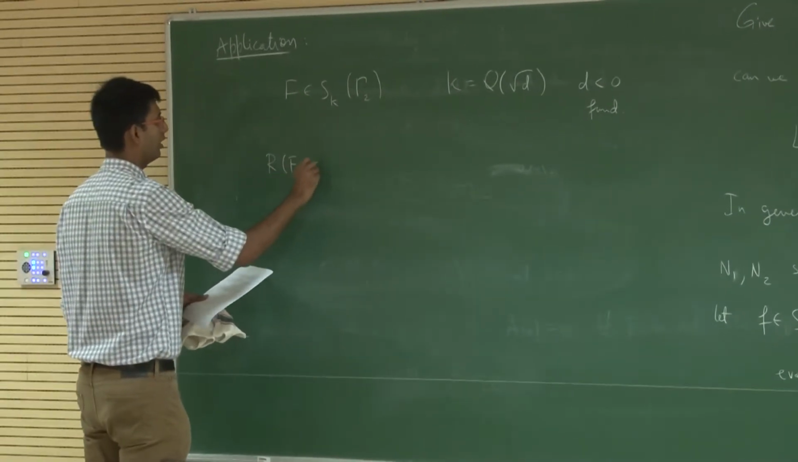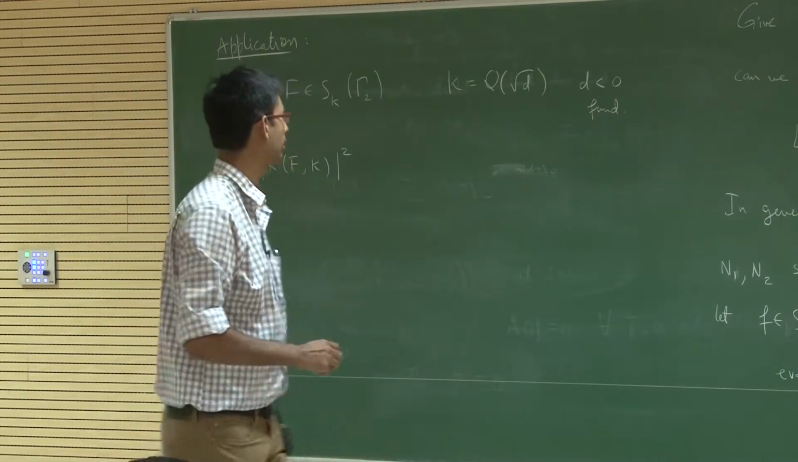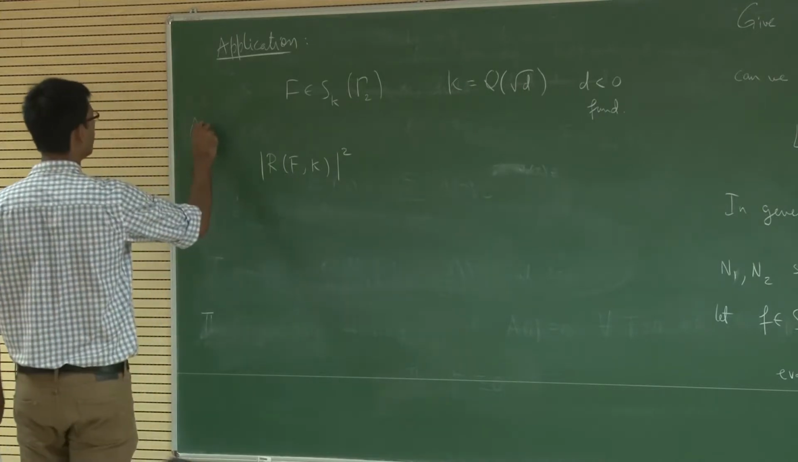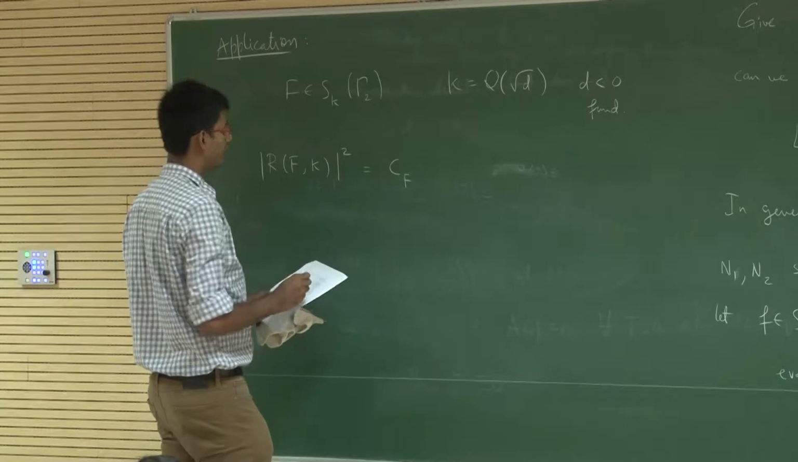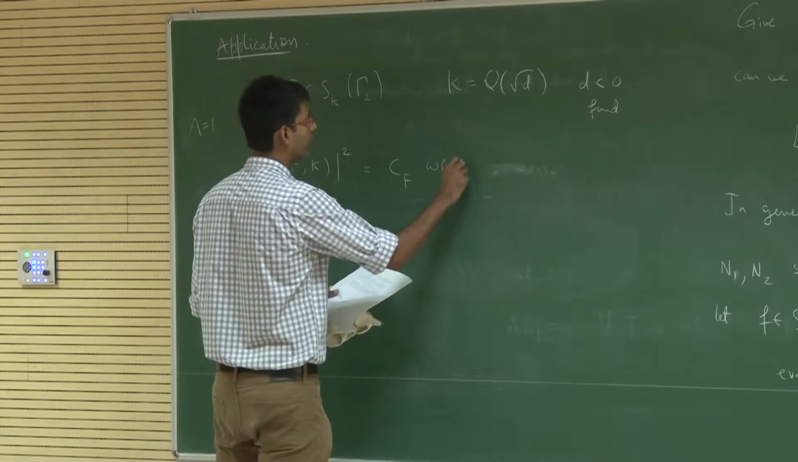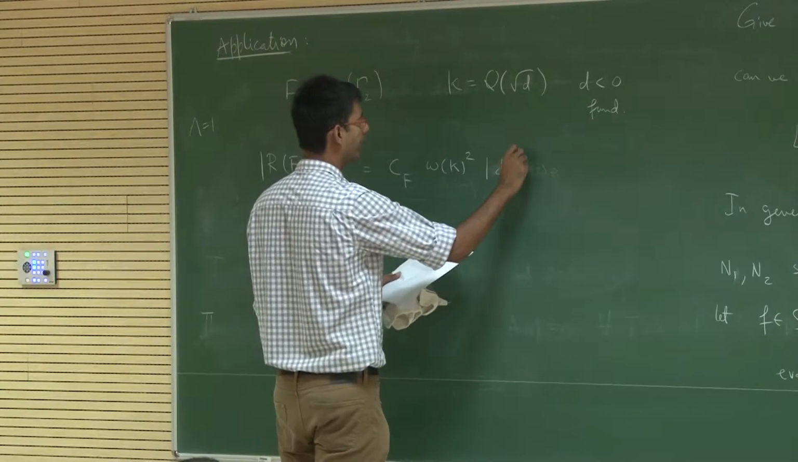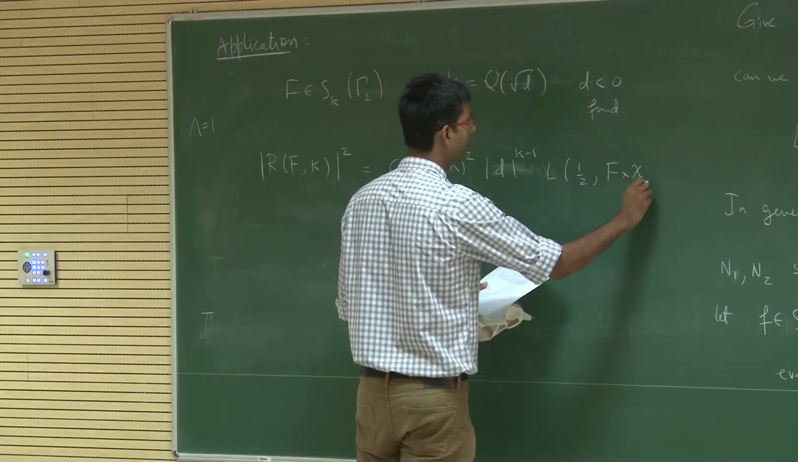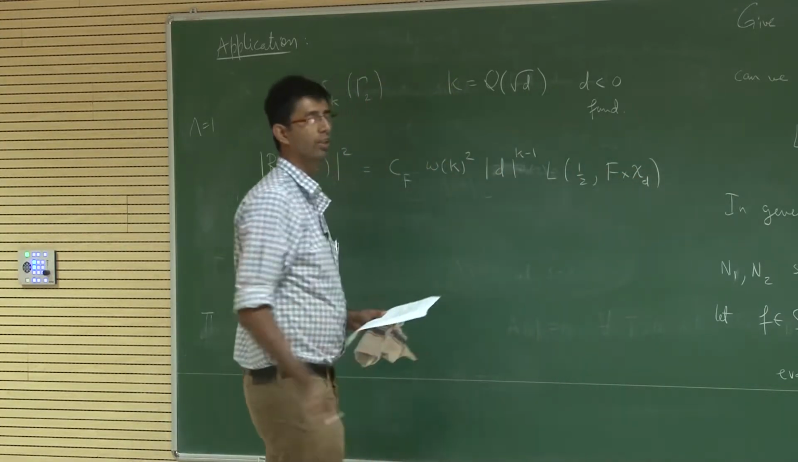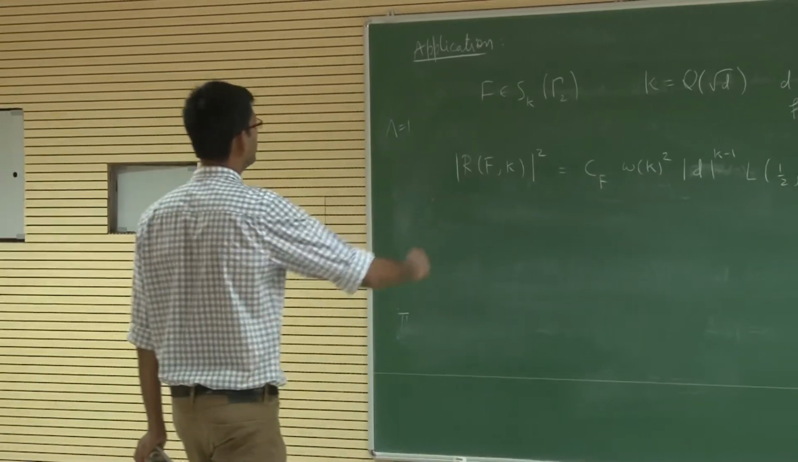then |R_f(k)|^2, I am taking lambda equals 1. So, lambda is 1. Böcherer conjectured that there is a constant C_f which depends only on f, such that these are number of roots of unity, the discriminant to the power k minus 1, L(1/2, f cross chi_d), and this is the quadratic character corresponding to the field extension. And this was Böcherer's conjecture.